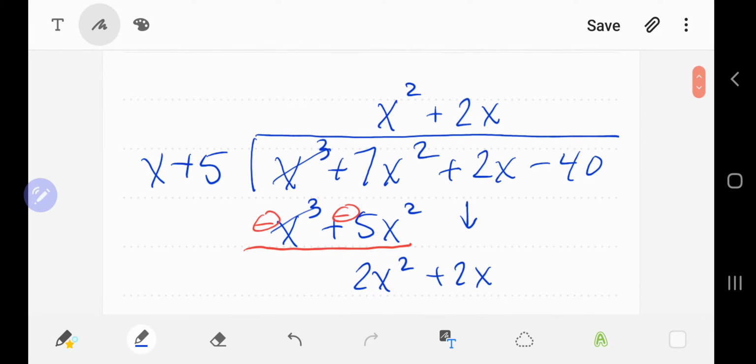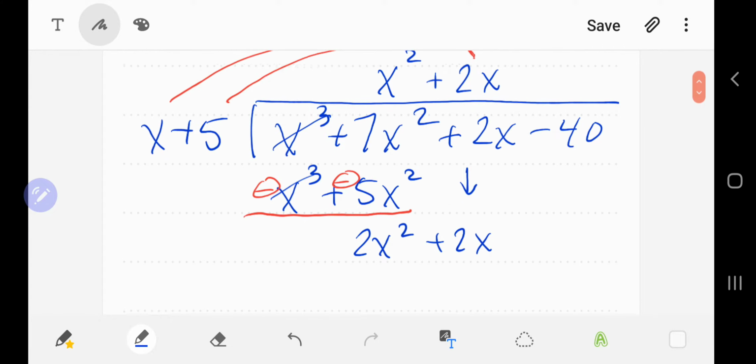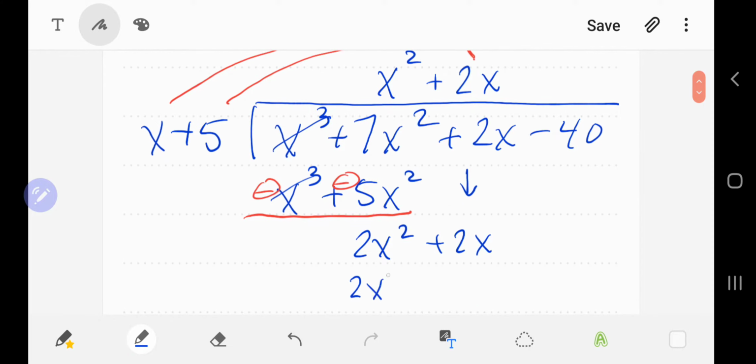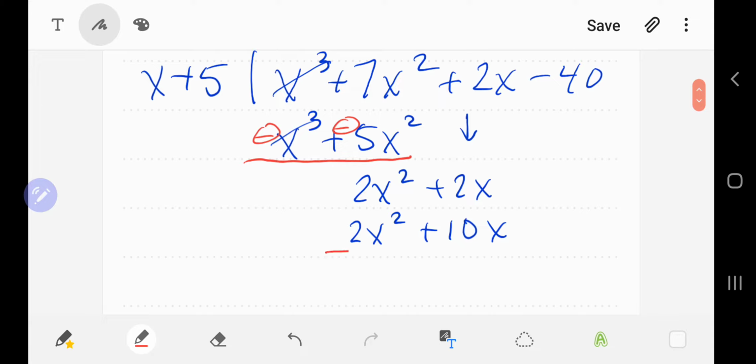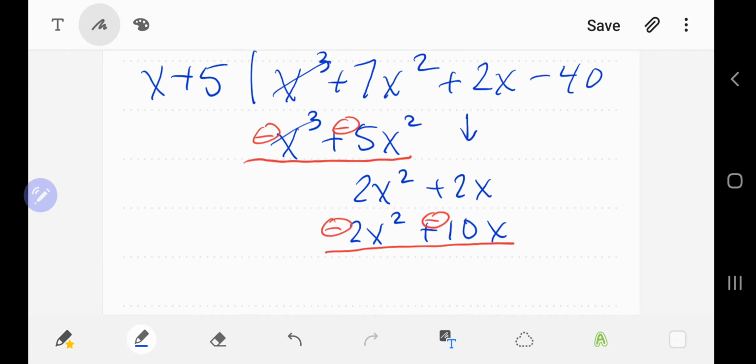Now the next step, again, is to distribute. So now the 2x is going to need to distribute. 2x times x, that's going to give us a 2x squared. 2x times 5, that is a plus 10x. That's the distributive property. And remember, the next step says draw the line, change the sign, and then combine.